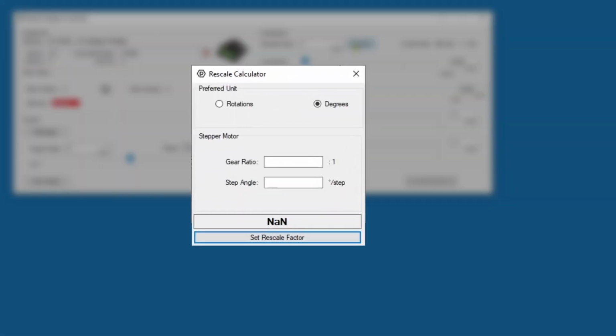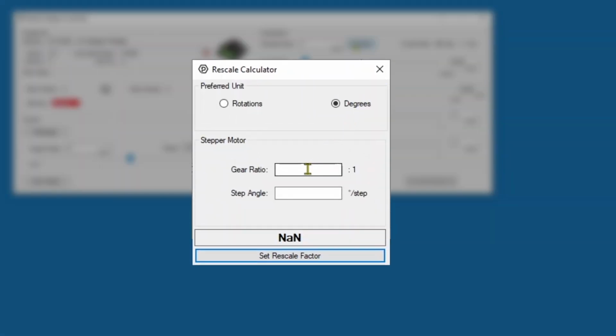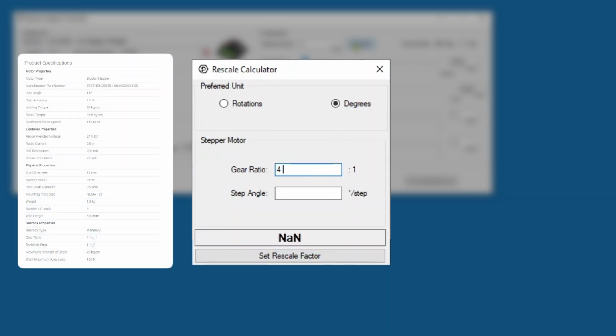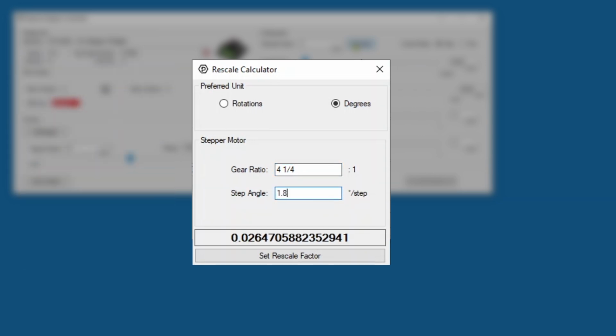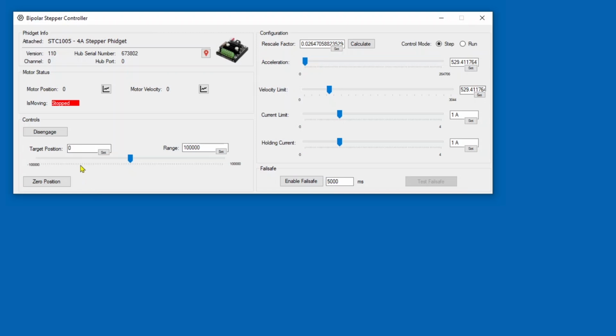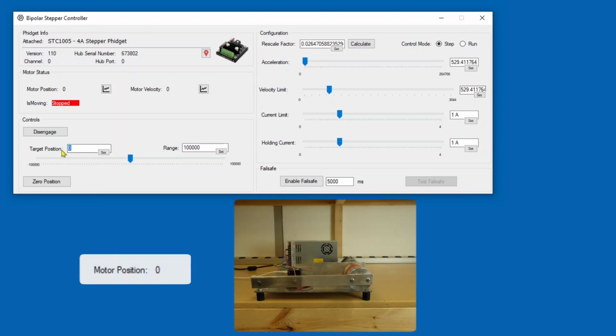In order to calculate the rescale factor we require the step angle and gear ratio of the motor. Both can be found in the motor's specification table. By entering the motor step angle and the gearbox reduction ratio, we can quickly set a rescale value. Now we can enter a target in degrees, and the motor will move accordingly.